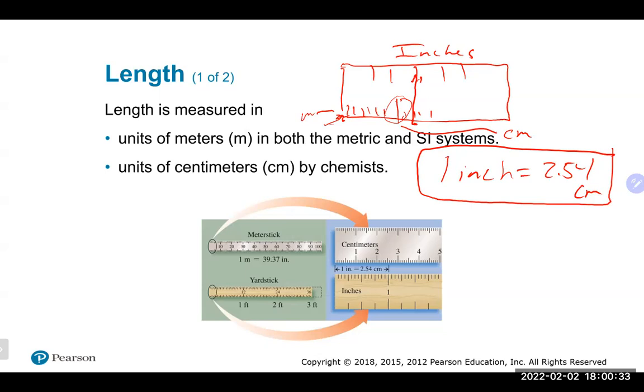It's everybody's favorite one to ask about length measurements: hey, 1 inch is how many centimeters? So 2.54 centimeters. Again, they both represent, in this case, the same amount of length, but they're just on different scales.